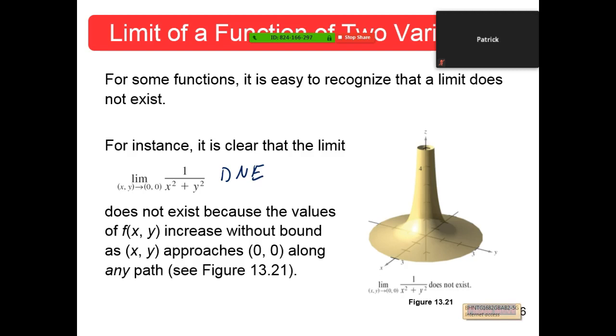And here's the graph of that function, and you see it's going infinitely upward, never reaching a single point. Just keeps going up. We're getting closer and closer and closer to that z-axis, but never touching it. That one doesn't exist.